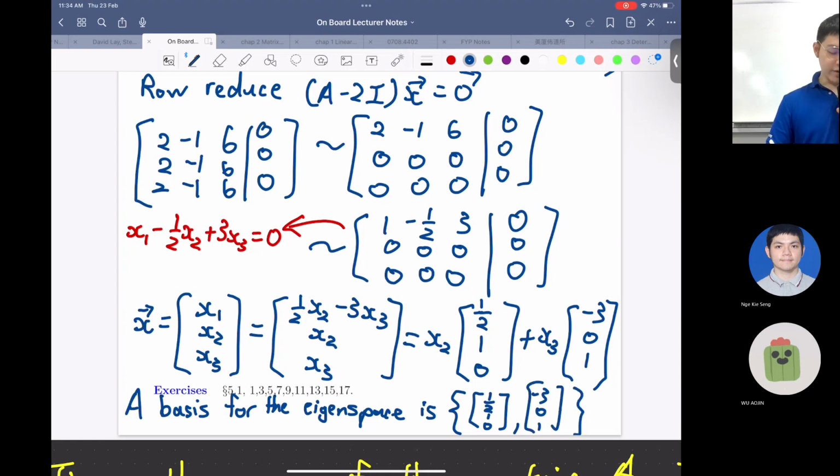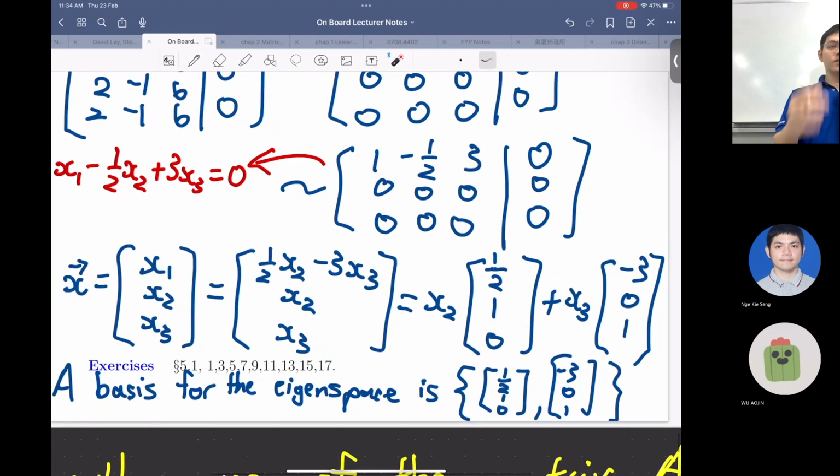Okay, in the quiz, when you write basis, you don't put this set here. I don't penalize you for this time, but next time I will. So basis is a set of vectors which are linearly independent and span. So you need to put this as a basis.